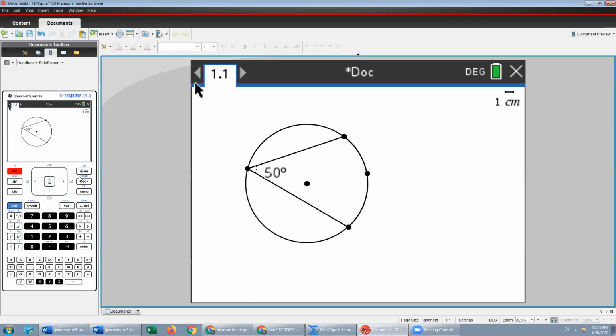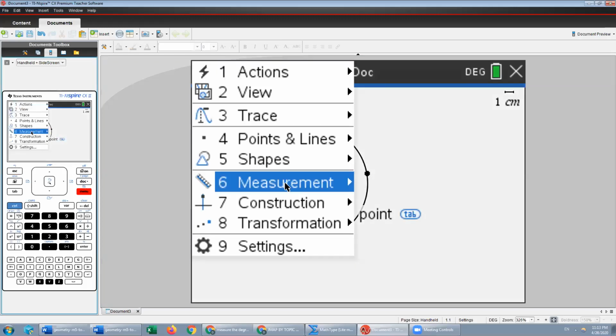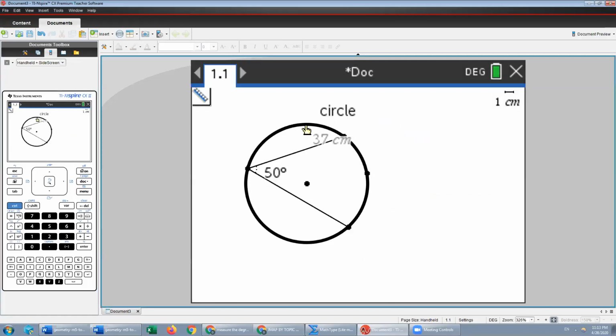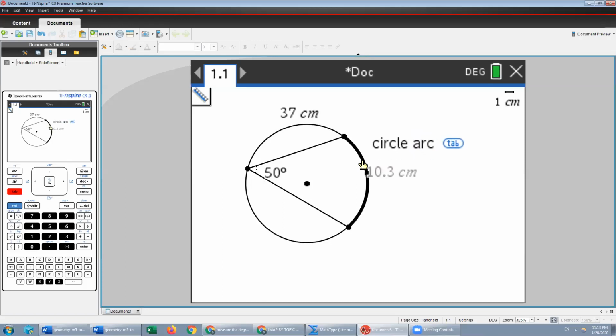So next, I'm going to measure that arc length. I'm going to go Measurement, Length. Right now, if I hover over the circle, you'll see that's going to be measuring the circumference of the entire circle. I'm actually going to be using this number in a second. And if you hit Tab over here above the arc, the length of that arc is 10.3 centimeters.